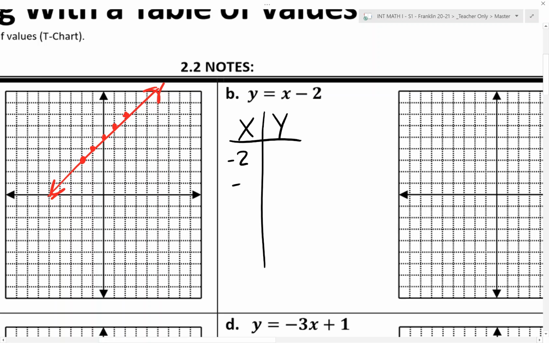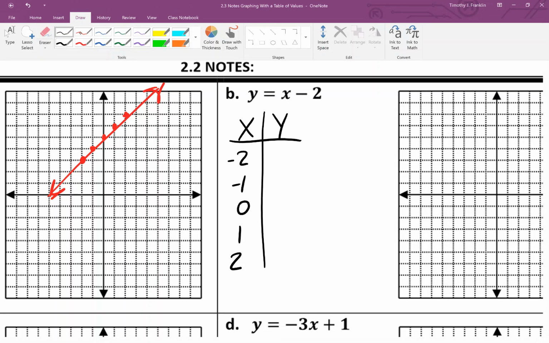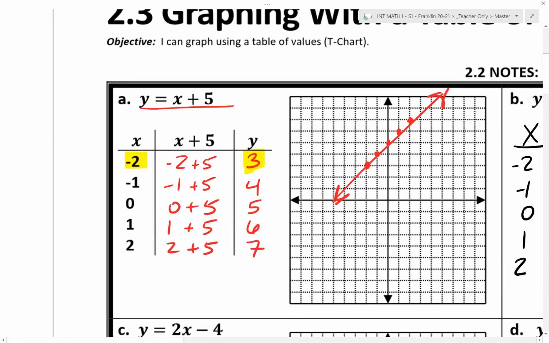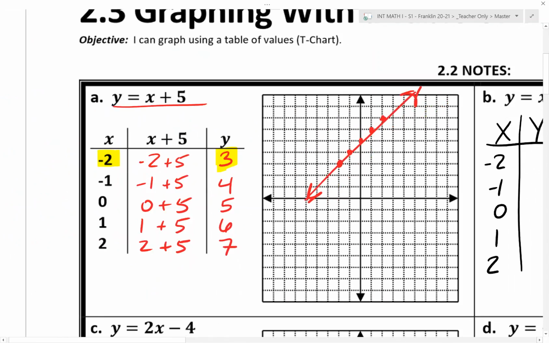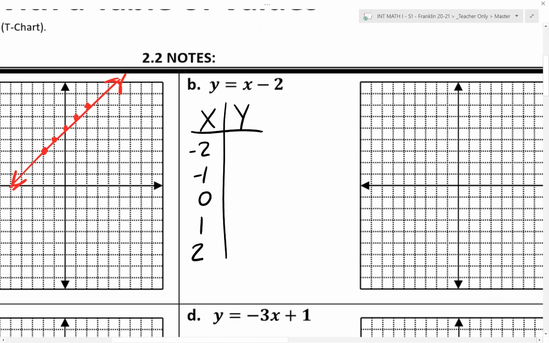Again, we're going to use these 5 values for x. And now when you don't have the middle column like we did here, you kind of have to do this in your head or using a calculator, but you just won't be writing it down. So we're going to take each value for x here and subtract 2.